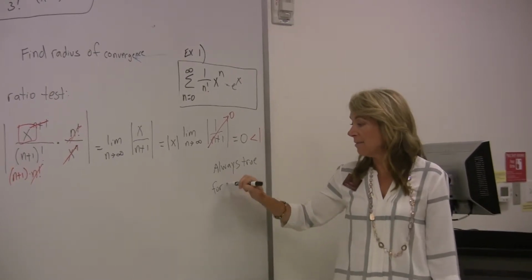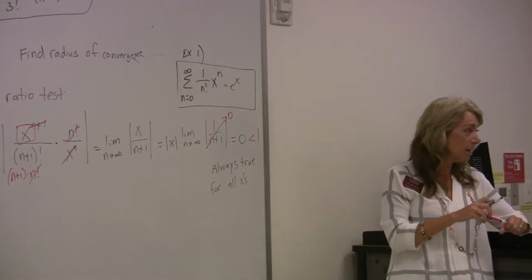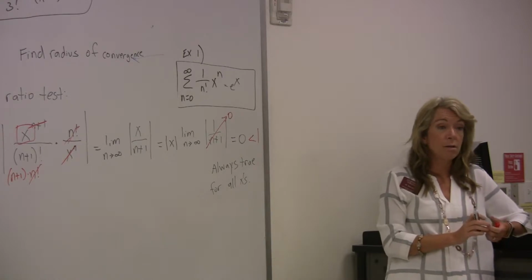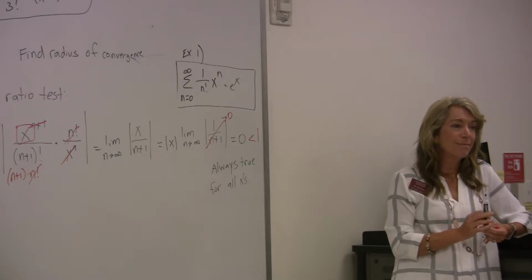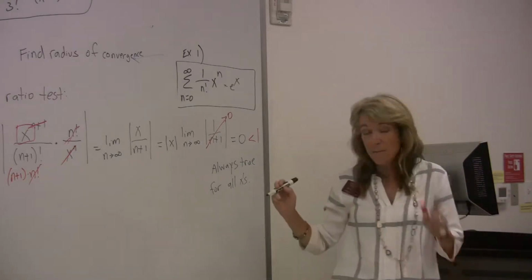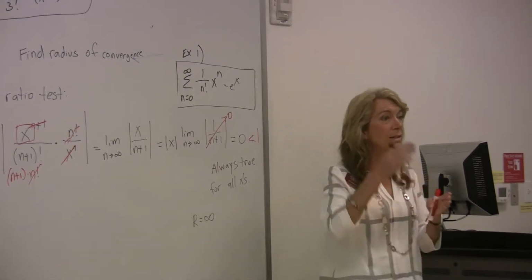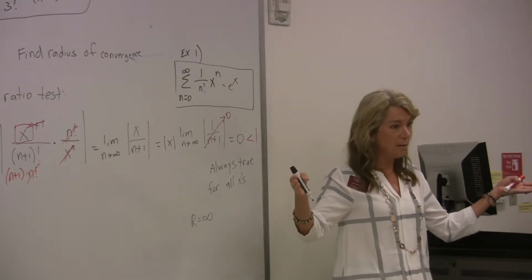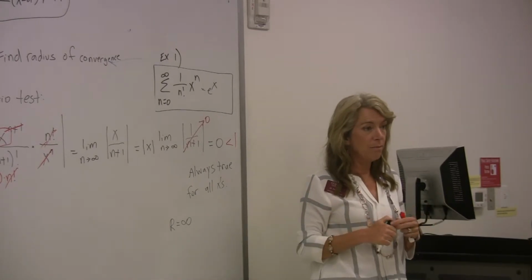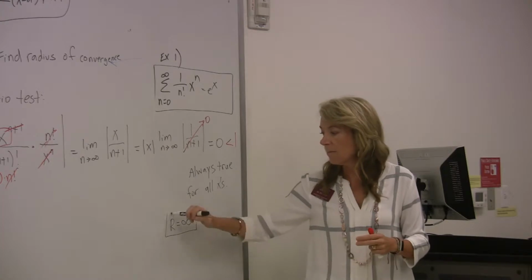For all x's. There's no restrictions on x. We don't have to force it to converge. It's already convergent. So if it works for every single x, what's my radius of convergence? Negative infinity to infinity. That's my interval of convergence, but the radius is just infinity. Because I can choose any number from negative infinity to infinity, which means my radius is infinity. That's my radius of convergence.